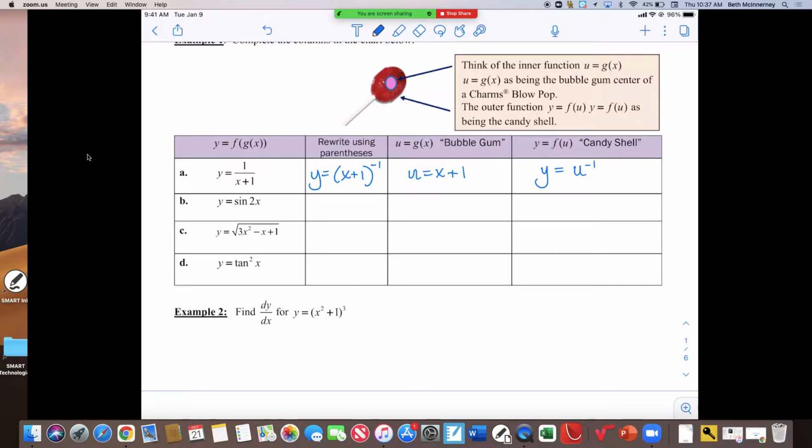All right, letter B. If I want to rewrite this using parentheses, the parentheses are identifying the inside, or the gum in our Charms Blow Pops. So u is going to be the inside, or the bubble gum. What are we doing to this bubble gum? We're taking the sine of that input. So y would be the sine of u.